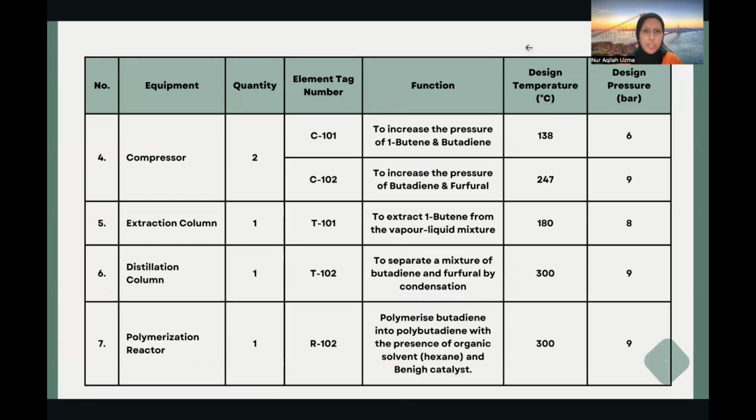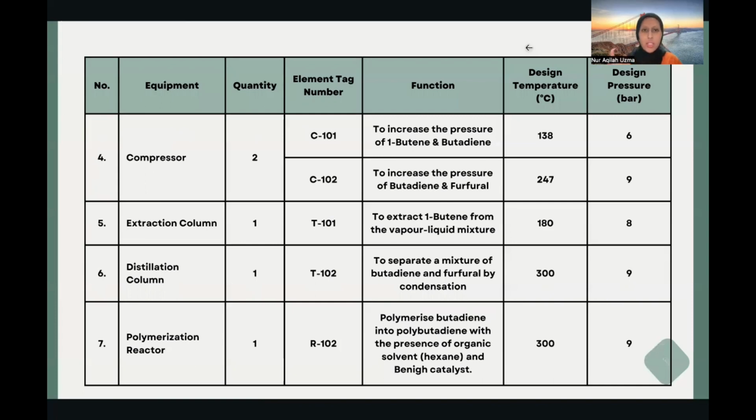Next, we have compressors. We have two compressors, C101 and C102. C101 is to increase the pressure of 1-butene and butadiene, with a design temperature and pressure of 138 degrees Celsius and 6 bar. Next, we have C102, which is to increase the pressure of butadiene and furfural, and its design temperature is 247 degrees Celsius and 9 bar.